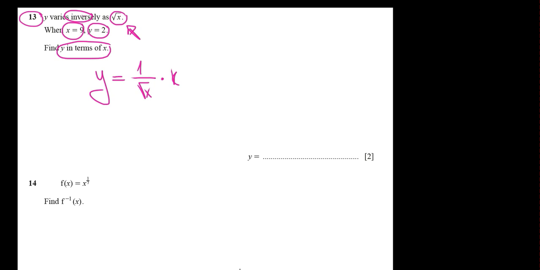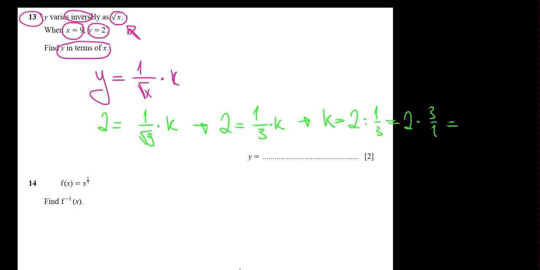Then do the substitution. You have x equals 9, y equals 2. So put 2 instead of y, put 9 instead of x, keep solving, and then you can solve for k. So you do 2 equals 1 over root of 9, which is 3, times k, and then solve for k. k is 2 divided by 1 over 3, which is the same as 2 times 3 over 1, which is 6. Now that you have the k, you can finish the question and say that y equals 1 over root of x times 6, and you can also write it as 6 over root of x.